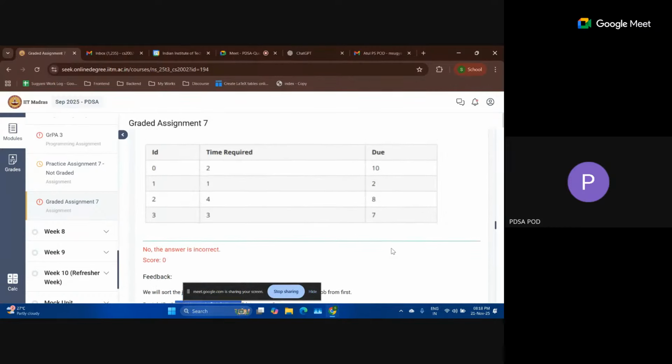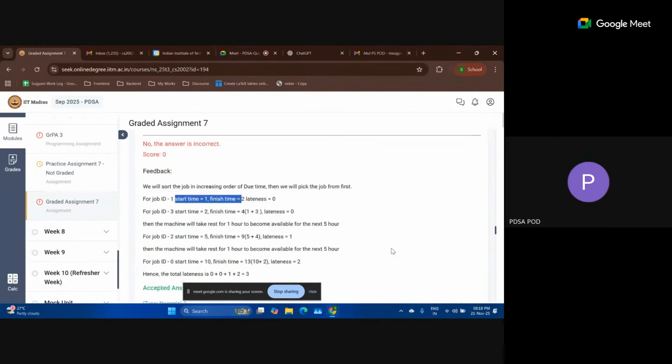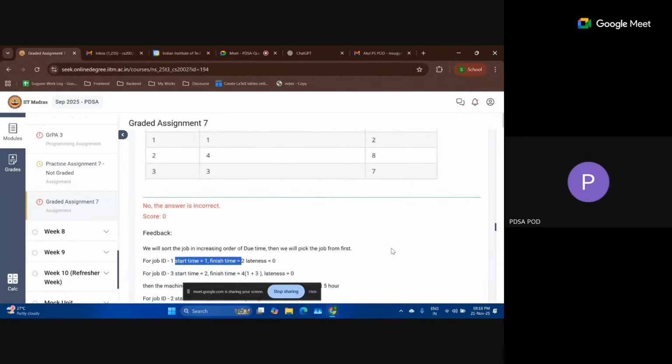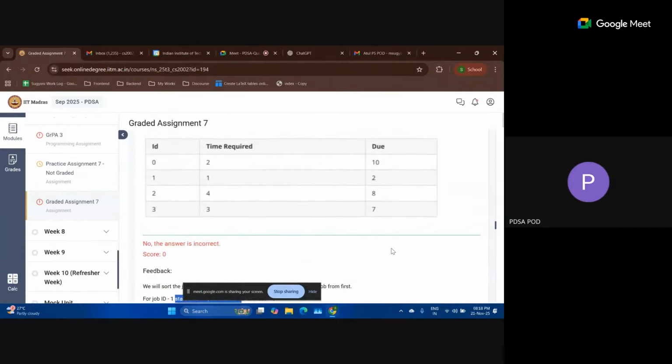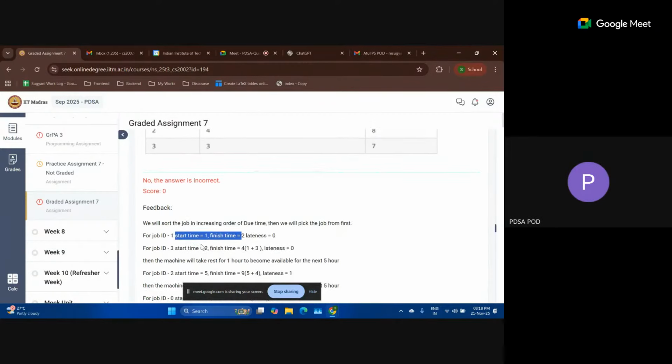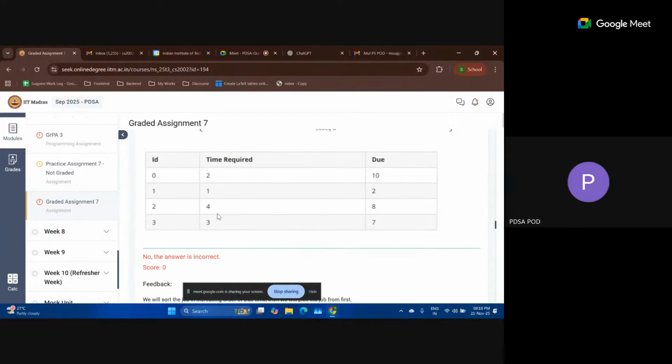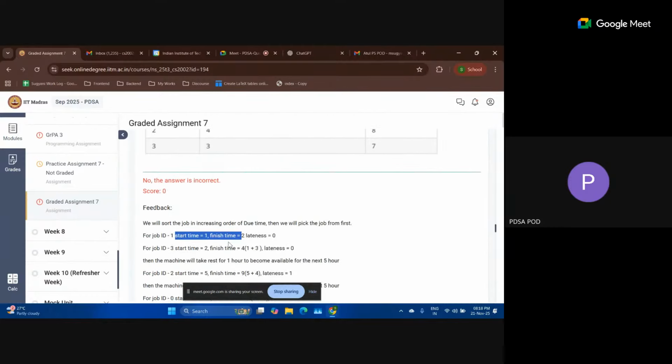Why is the start time 10 here? Oh, okay. It is saying that you are reverse sorting it. So this job ID 1 started at 1 and finished at 2. So job ID 3 has to start at 2. Job ID 3 takes 3 hours. So it starts at 2, so the finish time will be 5, right?